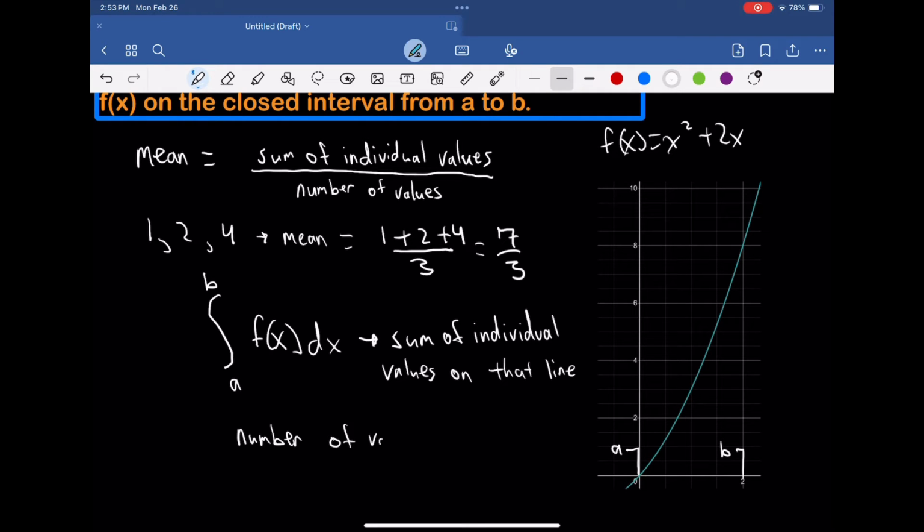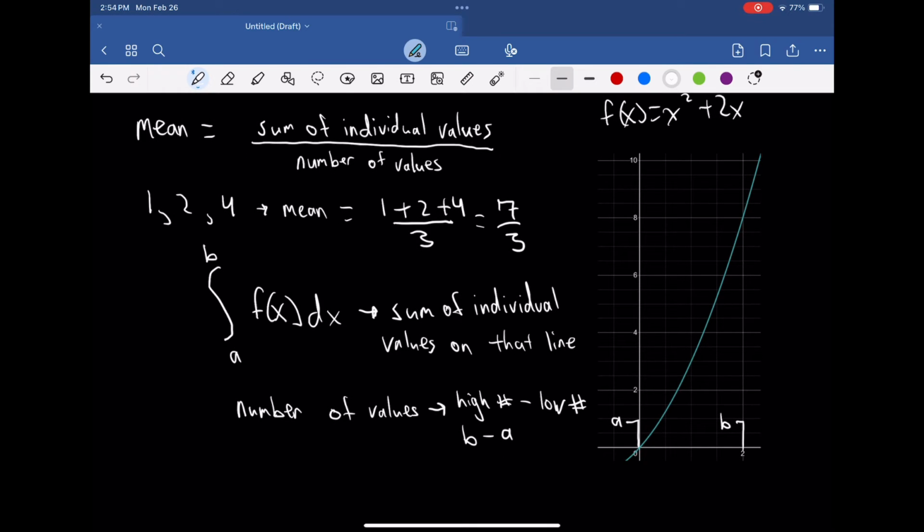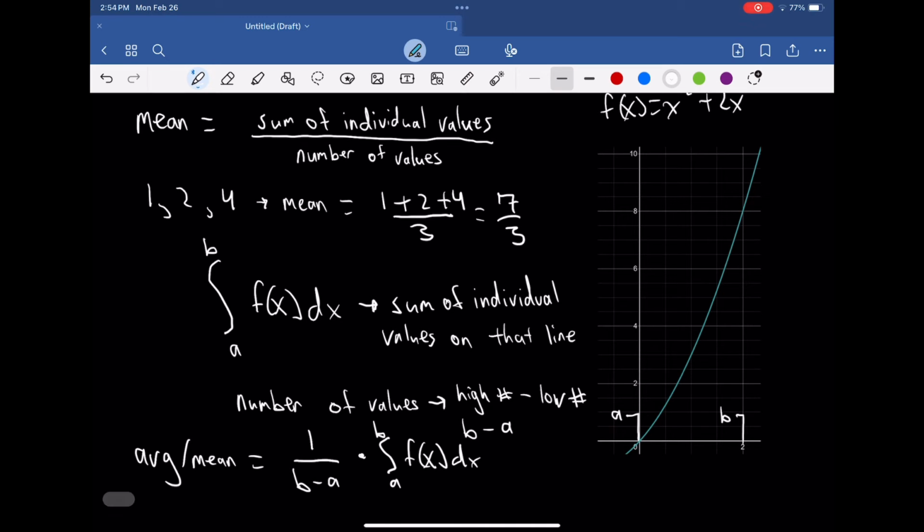So the number of values is just going to be equal to the high value, b, minus the low value, which is a. So the number of values is just equal to b minus a. Now let's put this together, and we can say that the mean on this function, or the average value on this function between a and b, is going to be equal to 1 divided by b minus a, that takes care of the dividing part, times the integral from a to b of f of x dx. So what we're basically saying here is that the integral, which is the sum of values, is divided by the number of values, which is b minus a.